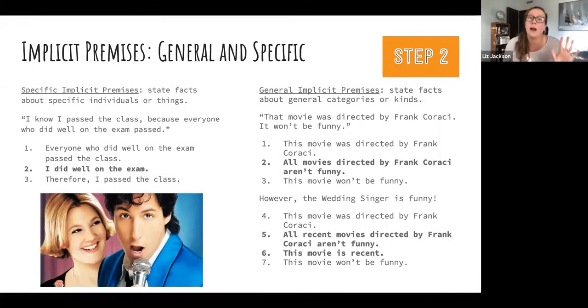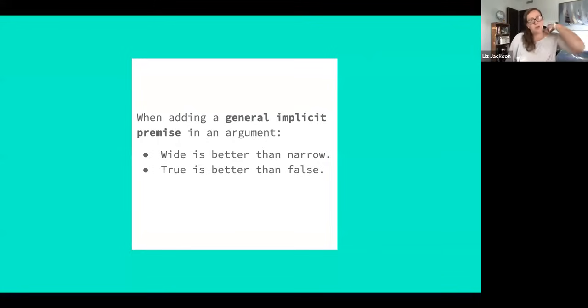But here's two, I think, helpful rules of thumb for general implicit premises. Okay, so when we're adding a general implicit premise to an argument, wide is better than narrow. So it's better to do a more general category or a more general grouping of things rather than a really specific grouping of things. But true is better than false. And I think this second principle trumps the first one. So it's better to do a narrow true generalization than a wide false generalization.